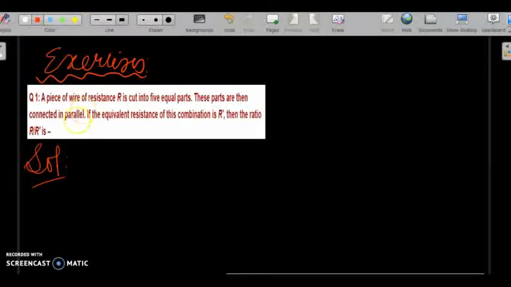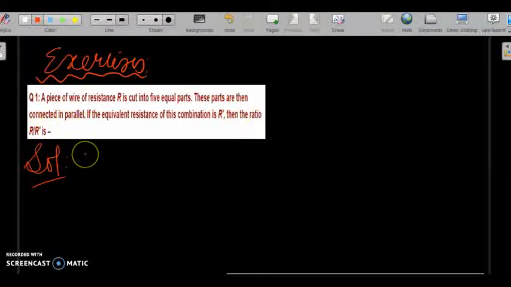So children, we will be into the exercises, by the first problem. A piece of wire of resistance R is cut into 5 equal parts. If there are 5 equal parts, what will be each part? So that will be equal to R by 5. And these parts are then connected in parallel. If the equivalent resistance of this combination is R dash, then find the ratio of R to R dash.